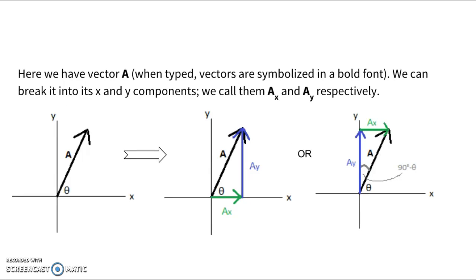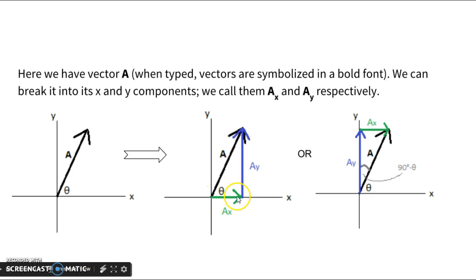Here on the left we have vector A. Just as a note, whenever vectors are typed, they are generally symbolized with a bold font. So we have vector A here, which is at angle theta. We can break it down into its component vectors by trying to draw our right triangle. Here we can draw a vector A sub x, our vector A in our x direction, so the component in the x direction. We're going to call this the x component of vector A, and that's pointing here to the right. And then we can have our y component of A pointing straight up.